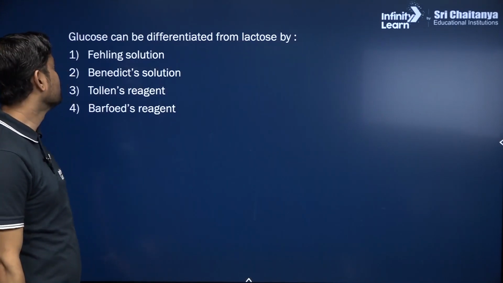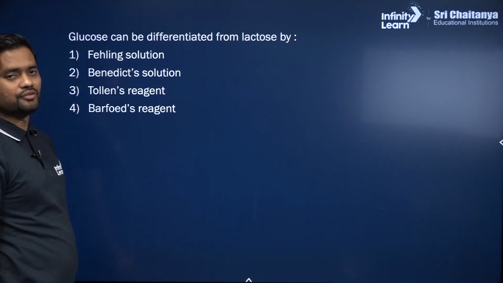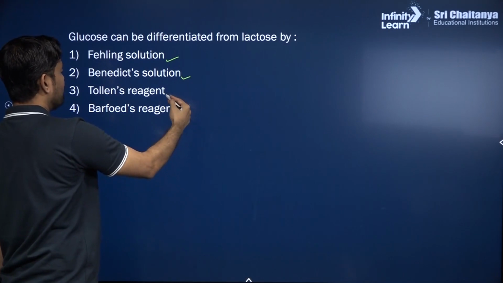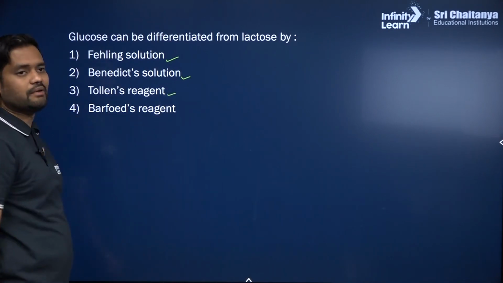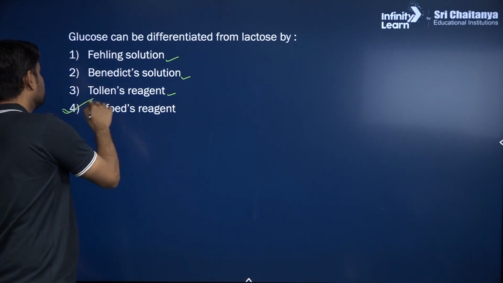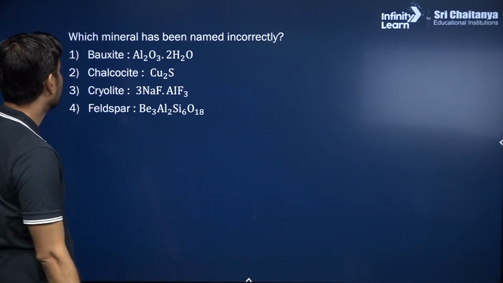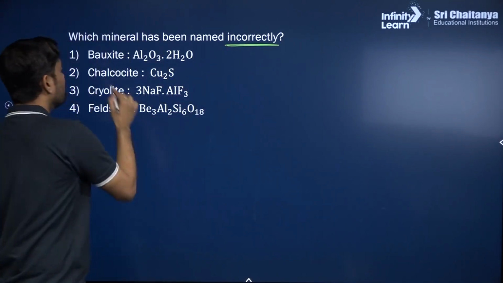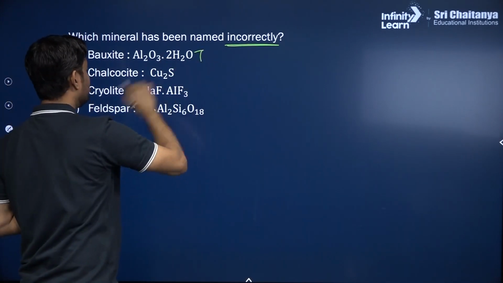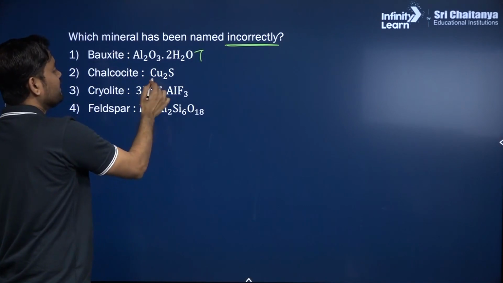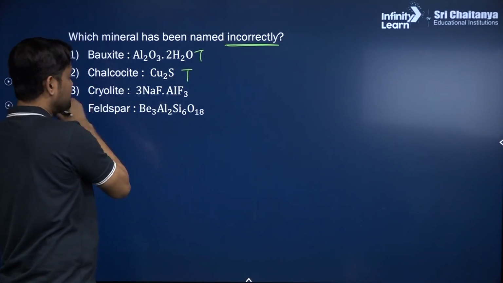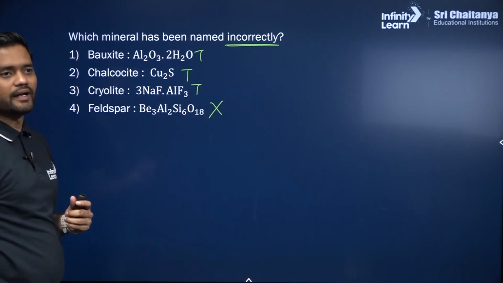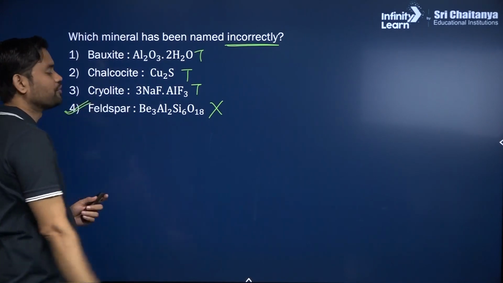Sure. Next question. Glucose can be differentiated from lactose by Fehling solution, yes. Benedict solution, yes. Tollens reagent, yes. It cannot be differentiated by Barfoed's reagent, so we'll go with option 4. Next, which mineral has been named incorrectly? Again, fixate on the word incorrectly. Bauxite is Al2O3, true. Chalcocite is Cu2S, true. Cryolite is this, that is also true. Feldspar is this, wrong. It is not feldspar, so we'll go with option 4.